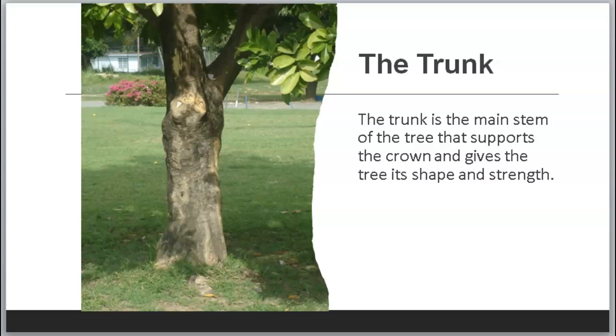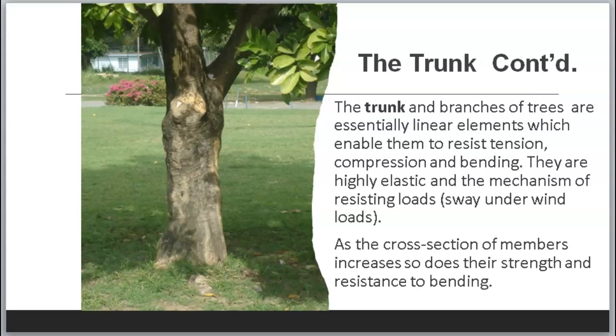The trunk. The trunk is the main stem of the tree that supports the crown and gives the tree its shape and strength. The trunk and branches of trees are the essential linear elements which enable them to resist tension, compression, and bending. They are highly elastic, and in resisting loads, such as during windy periods, they are able to sway under the loads brought on by the wind or gusts of wind. As the cross-section of members increases, so does their strength and resistance to bending.